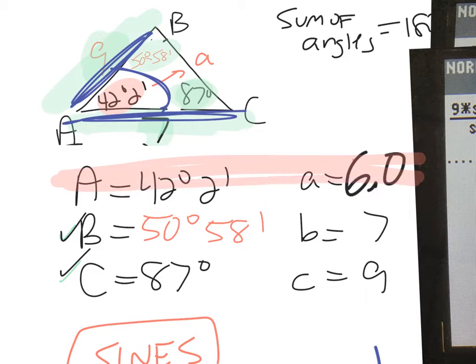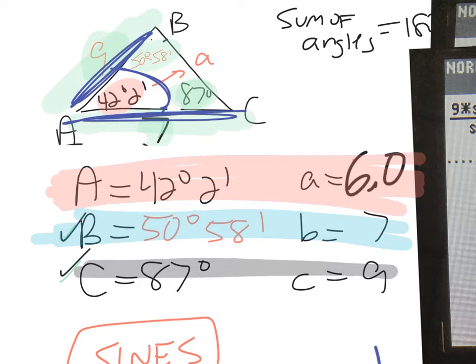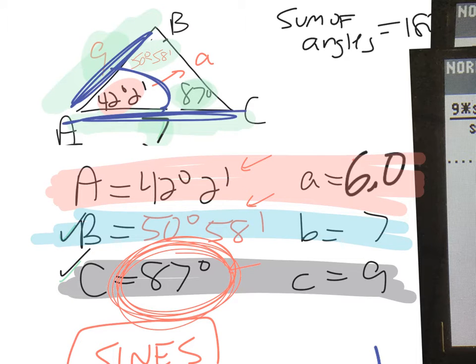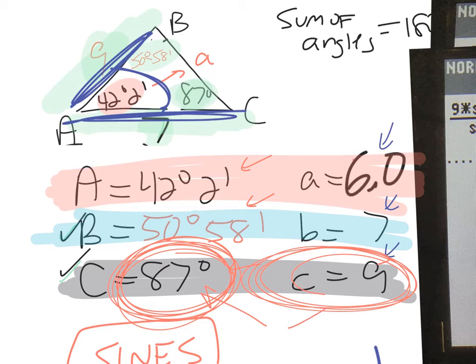You had to find all the sides and all the angles. And one of the rules going back to geometry you were taught was the largest angle is always opposite the longest side. Well, which is the largest angle? 42, 50, or 87? 87 is the largest angle. Well, look at the lengths of the sides, 6, 7, and 9. The longest side is 9. So the biggest angle is opposite the longest side, and vice versa.